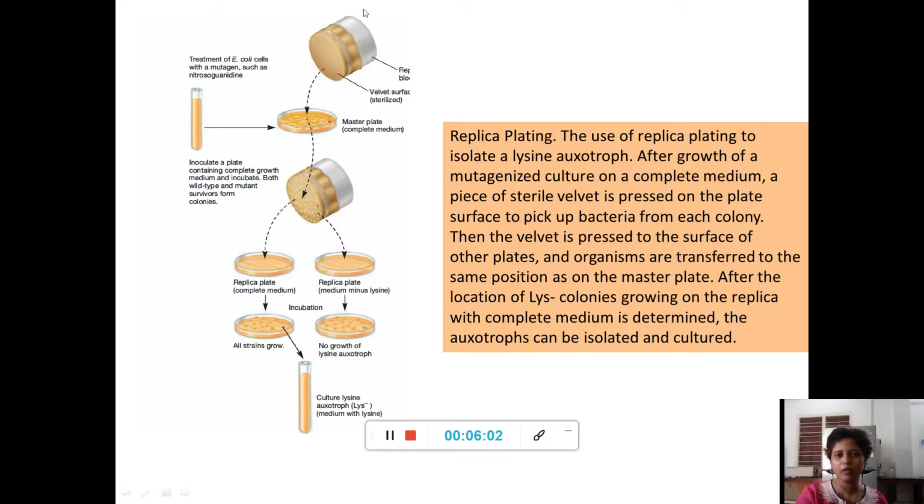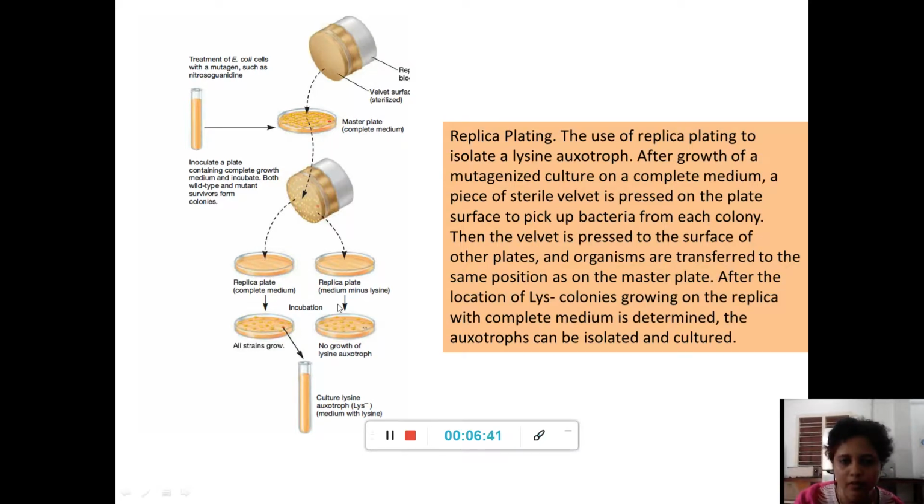So what you do, you take a velvet surface. The velvet surface is attached to something; you can have different things. You can either have a Petri plate itself or the bottom of a conical flask, whatever is convenient, something which will fit into the Petri plate. On one end you will cover that with a sterile velvet cloth, and the velvet surface will touch the master plate, and then it will be replica plated. With that imprint you will prepare one on this as well as on this plate.